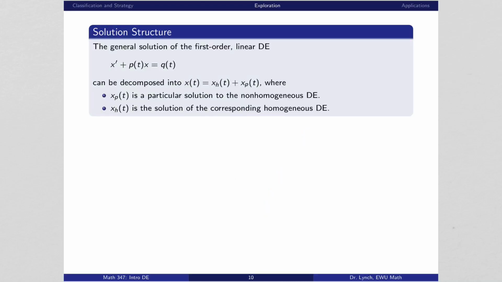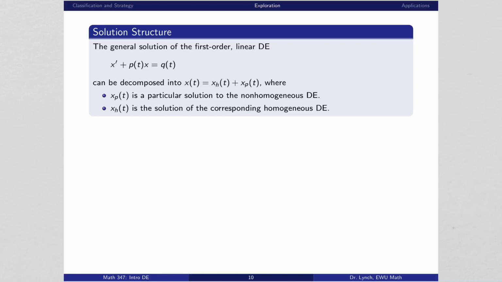Okay, let's talk a little bit about solution structure of these first order linear differential equations. So generally speaking, they can be decomposed into x sub h plus x sub p, where x sub p is what we call a particular solution. It's any solution of the non-homogeneous differential equation, and x sub h is a solution of the corresponding homogeneous differential equation. By corresponding homogeneous, in this case, I mean x prime plus p of t x equals 0, right? So that would be the homogeneous differential equation corresponding to this differential equation.